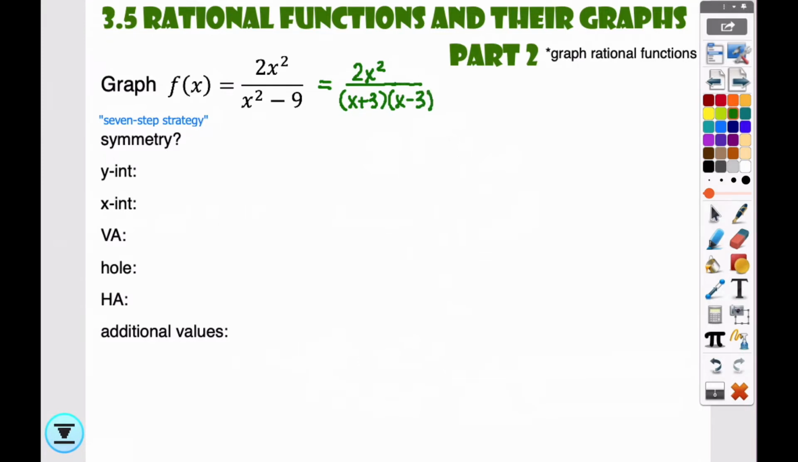And then I'm going to save looking for symmetry until after I find the other things. It might not even be necessary. To find the y-intercept, remember that we always set x equal to 0. So we'll put a 0 in for x.